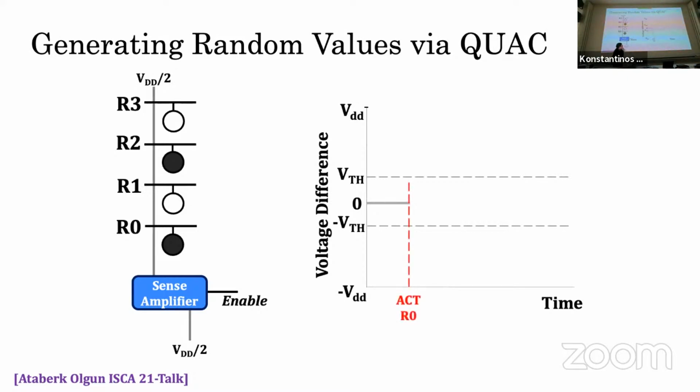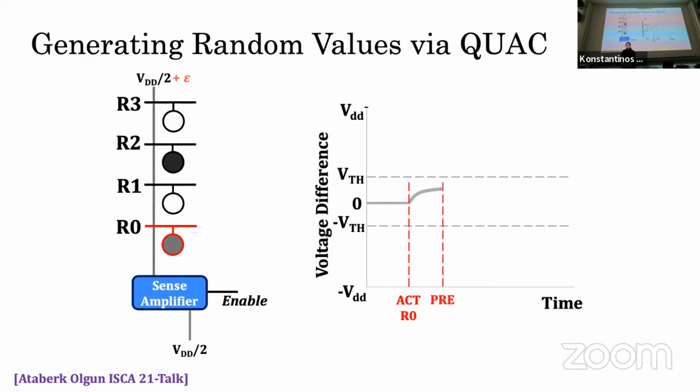Now, when we issue the first activate command to row 0, this connects the cell in row 0 to the bit line, and the cell begins to share its charge with the bit line. This has the effect that the bit line voltage deviates slightly towards VDD.